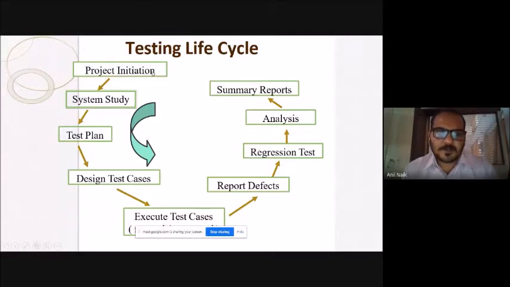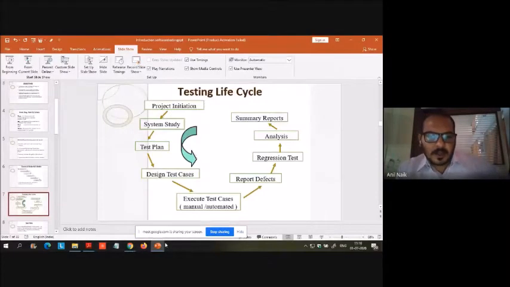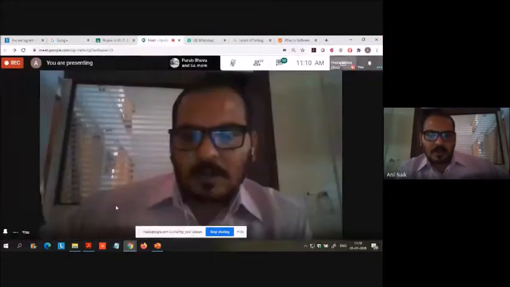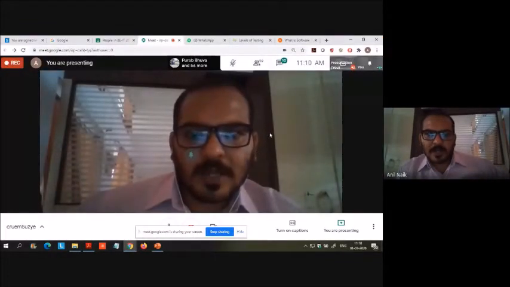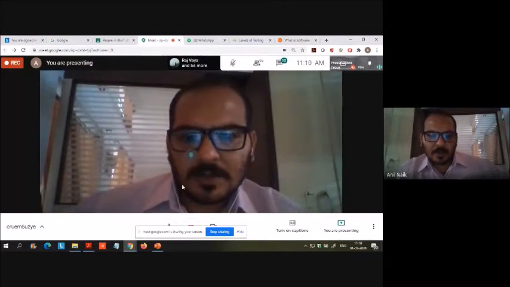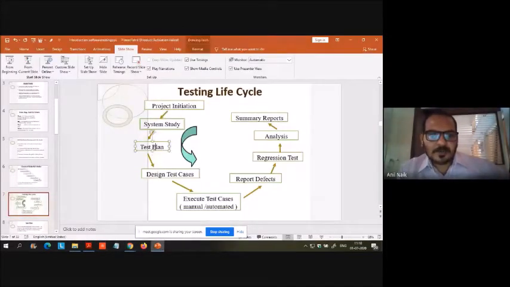It proceeds with the project initiation, then a system study of the complete project system, then test planning. We need to plan for the testing, because before any work we need to plan. Without a plan, we won't succeed, because in software testing also the test plan is very important. After planning, we design the test cases, positive and negative test cases.